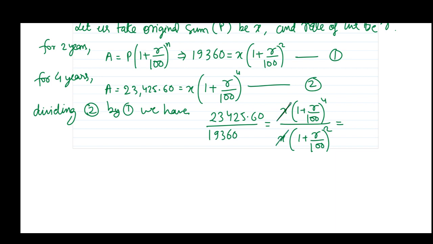Take another color. These two will be cancelled and this will be cancelled, because there are 4 powers and these 2 powers. So it will become 1 plus R by 100 to the power 2. Now since this is a square, we need to write this term as the square of some term so that we can simply equate the base.